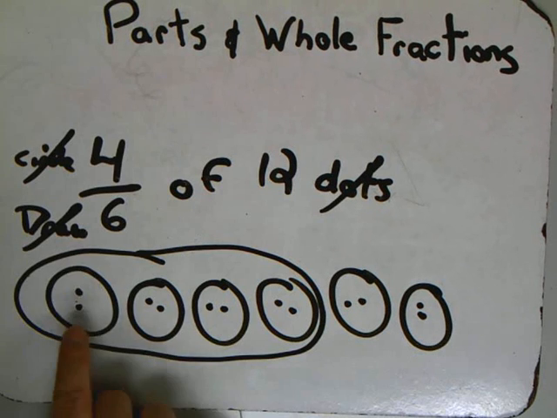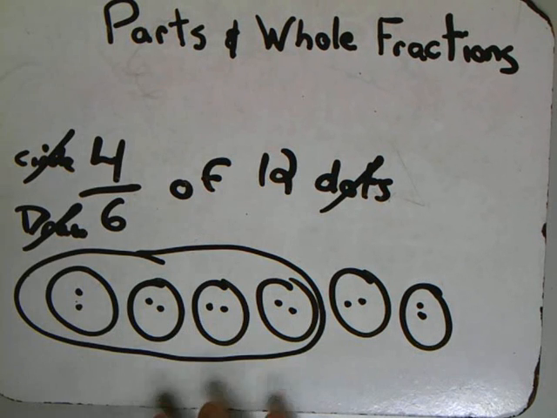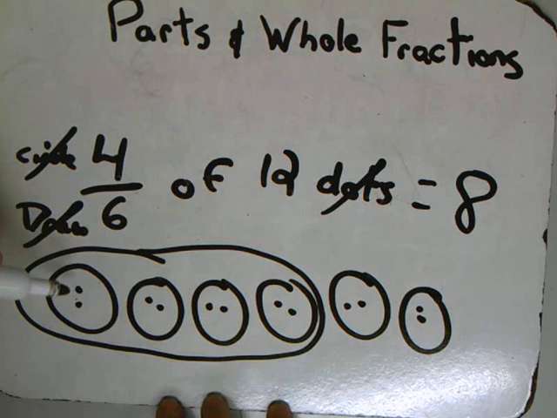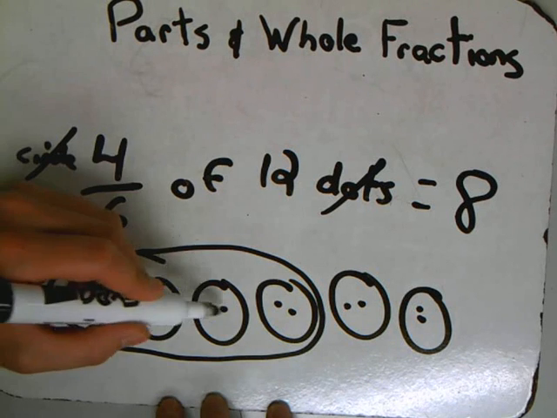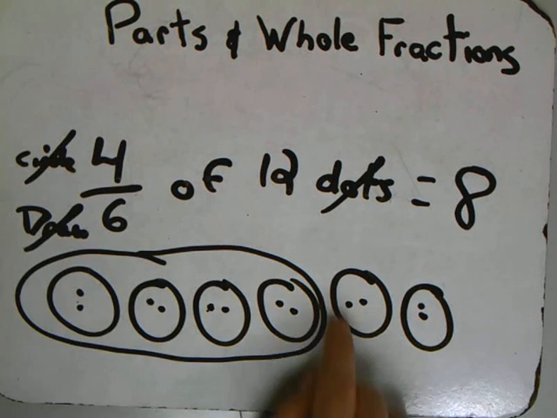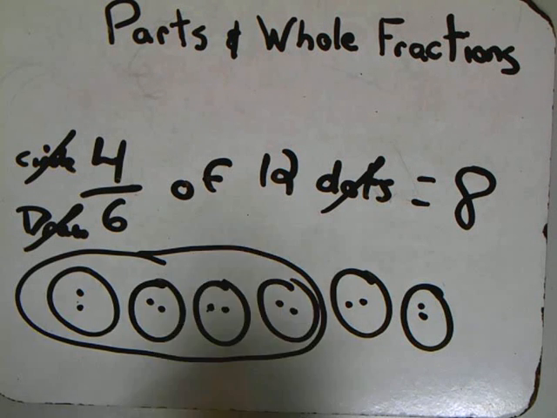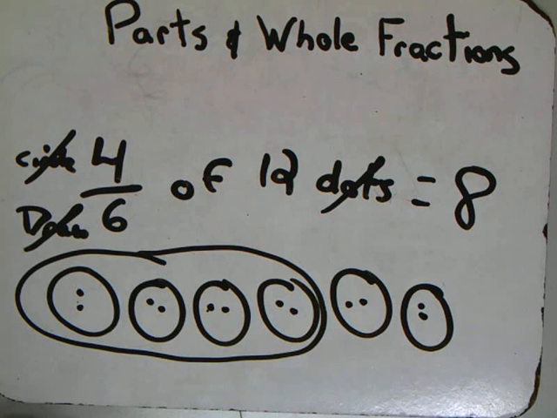If I count all the dots that are in here, I know that 4/6 of 12 is equal to 8. Why? Because I have 1, 2, 3, 4, 5, 6, 7, 8 dots within 4. This is 4/6 of 12, which is equivalent to 8. Alright, so that's one way you can do that if you like to draw and if you're a visual learner.